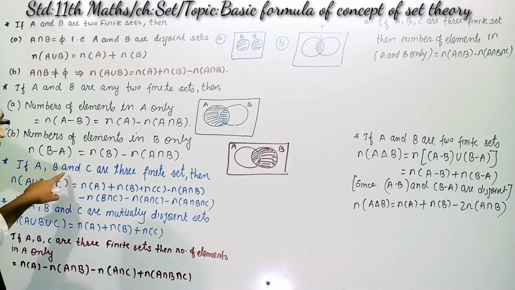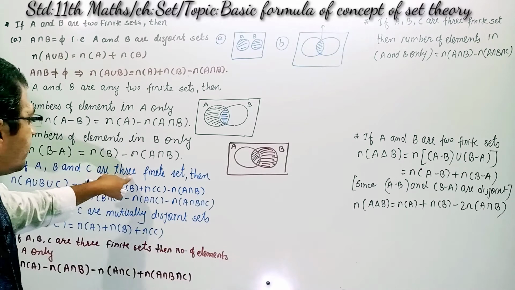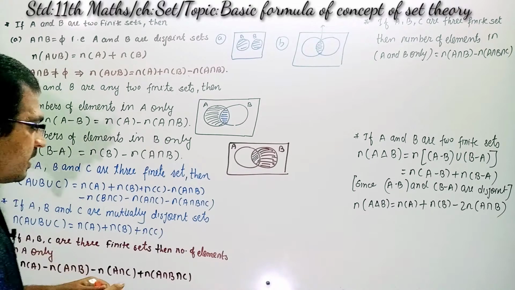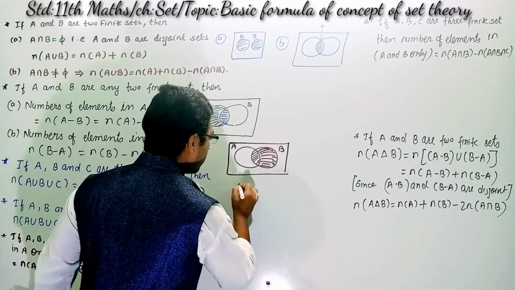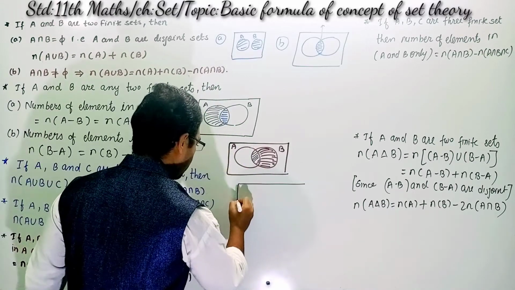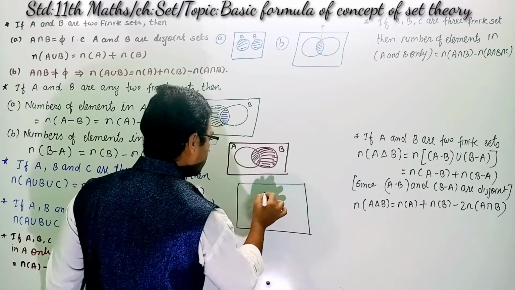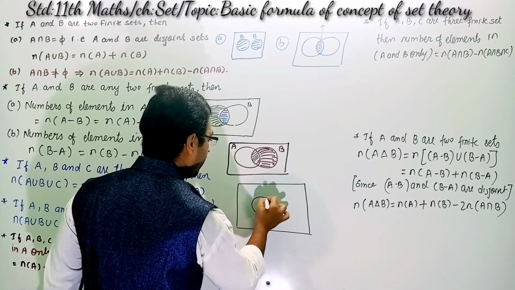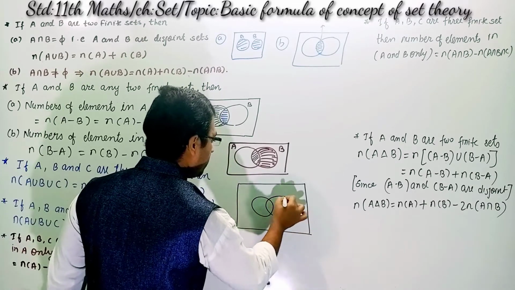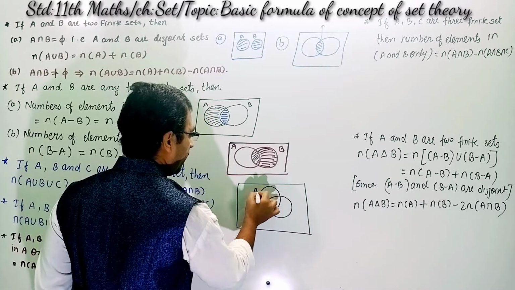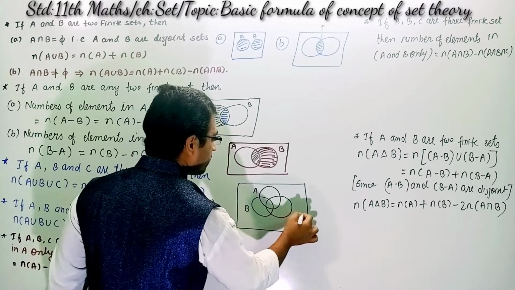The next one: if A, B, C are three finite sets, then A union B union C, right students? Here you can see that suppose I am taking three sets which are finite. So students, you can write it that way: A, this is B, and C. So A, B and C.